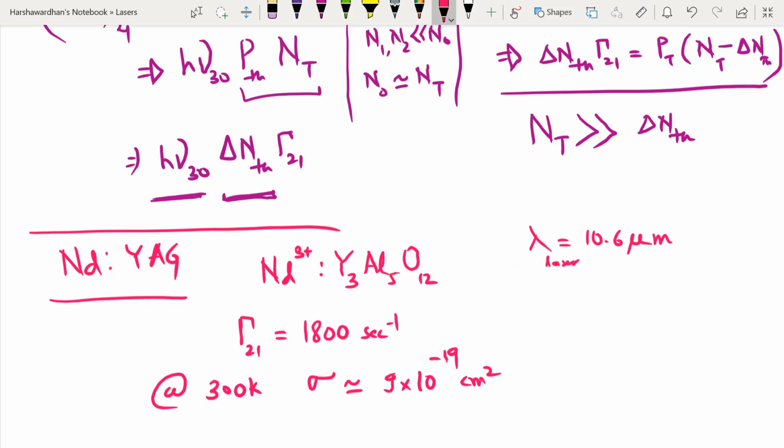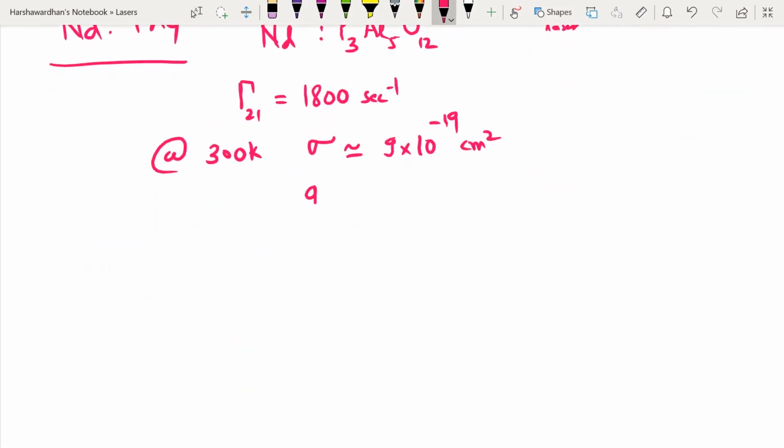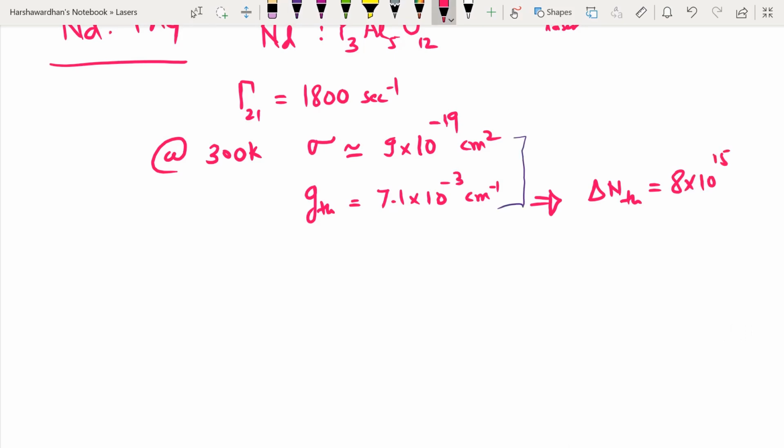And imagine that we had the same gain threshold as our previous scenario, which was about 7.1 into 10 power of minus 3 centimeter inverse. I'm looking at a similar commensurate size of the rod, a similar cavity and so on to give you the gain threshold. This implies that my delta N threshold is not very different because my sigma as well as my gain threshold were comparable, and this comes out to be 8 into 10 to the power of 15 atoms per centimeter cube. So that is the number density of atoms involved in the threshold, which is again comparable to what we had.